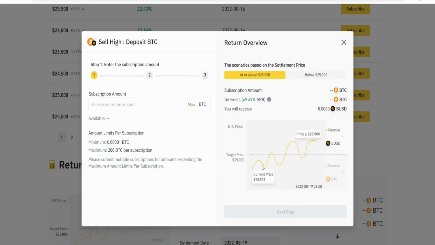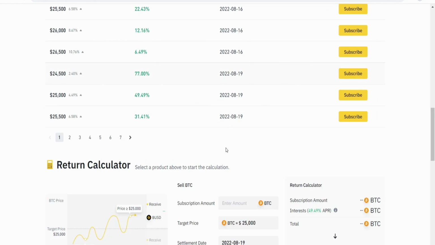So right in here, you can see that you are saying that the price is not going up to this level. Once it goes up to this level, I want to sell it, and it will automatically sell whether you like it or not. Or if you are doing for the below, it is not going lower than this. Either way, whether you are buying high or you're selling low. So this is actually how to use the Binance Dual Investment.